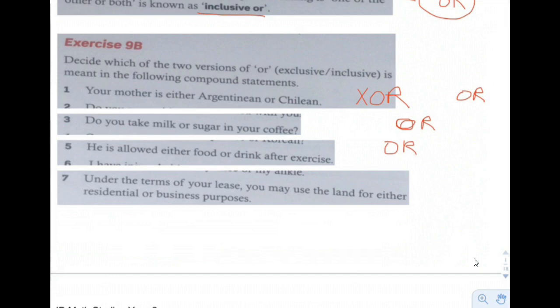Under the terms of your lease, you may use the land for either residential or business purposes. Okay, so you got a piece of land, and let's say it's a small piece of land. Then you're going to either use it for a store or you're going to use it for a house. So we'll say exclusive or. Now, if it's a really big piece of land, maybe it's going to be used for both.